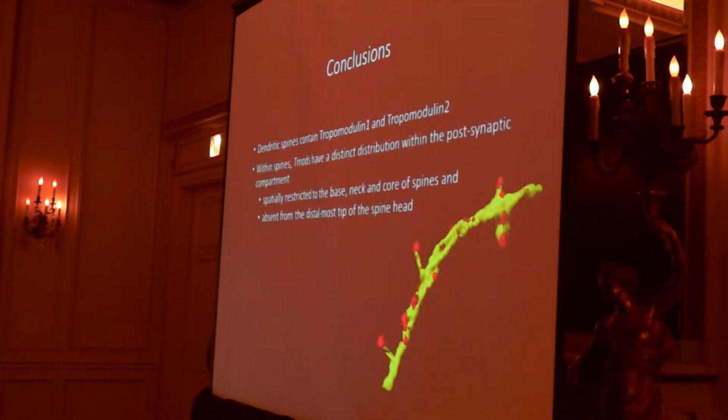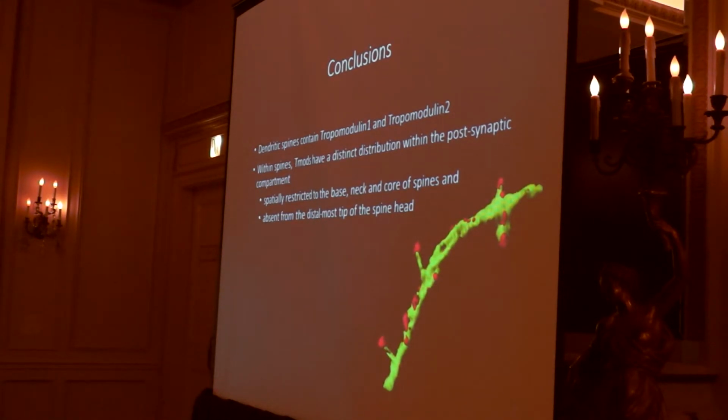So in conclusion, we've shown for the first time that tropomyosin 1 and 2 are indeed localized to dendritic spines, thus pointed end capping could be a mechanism by which the actin cytoskeleton is regulated within the synapse. Tropomyosins have a distinct distribution within the postsynaptic compartment, perhaps associated with two different kinetic pools.